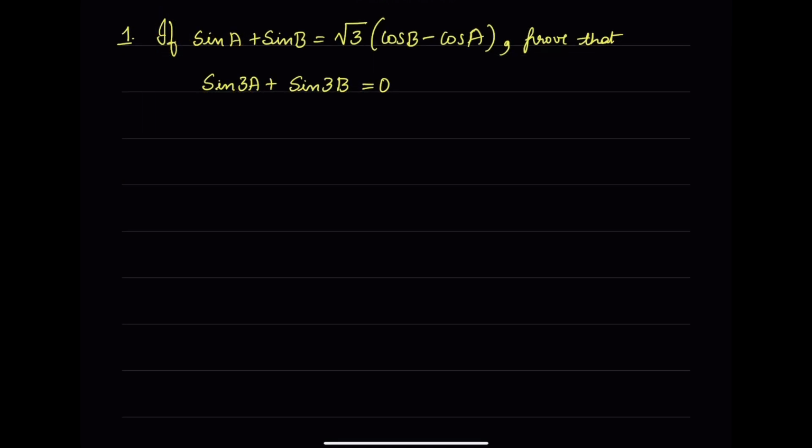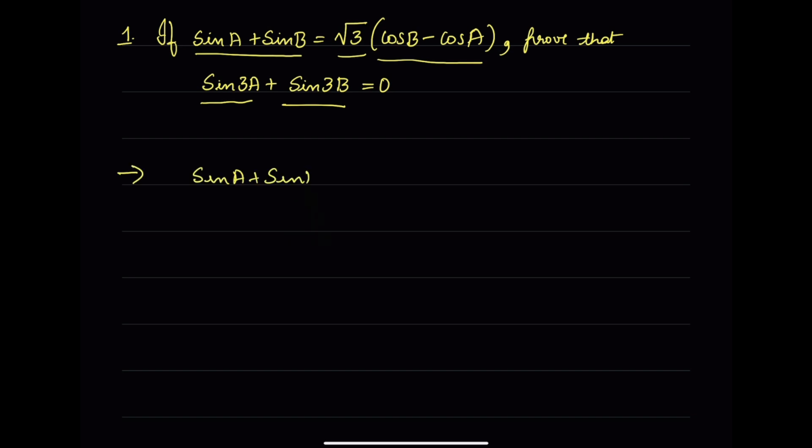In the first question, the information given to us is sin A plus sin B is equal to square root of 3 times cos B minus cos A. Using this information, we have to prove that sin 3A plus sin 3B is equal to 0. So let's see how we can use this information.